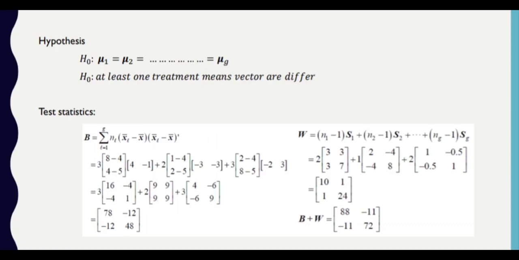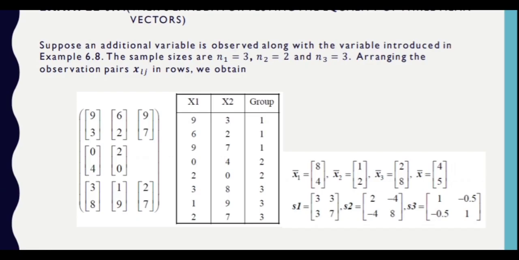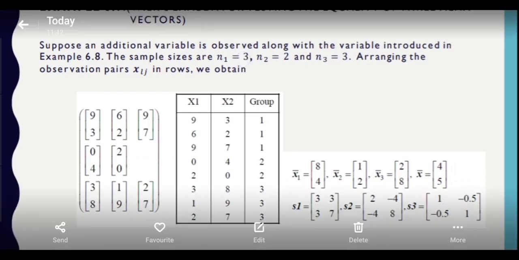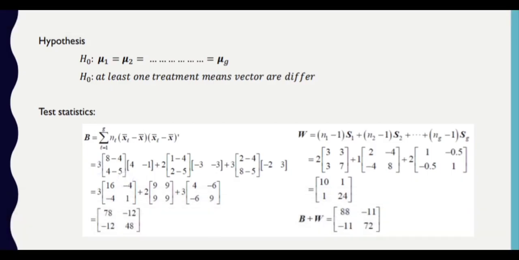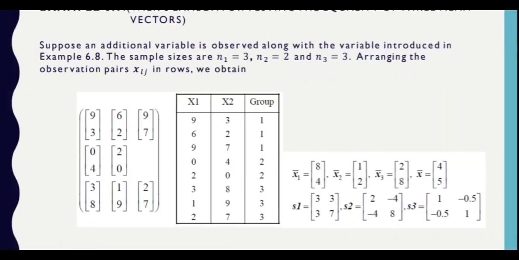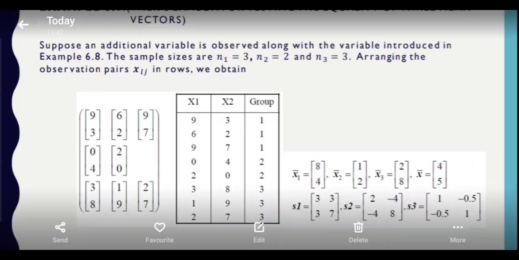Okay, from the formula, it is the summation of n_l times (x bar l minus x bar). So for the first one, I explain here. For the first population, we have a sample size of 3, right? First population, the sample size is 3, so n_l will be 3 for the first one here. And then x bar l minus x bar, 8 minus 4, which is here 8 minus 4.